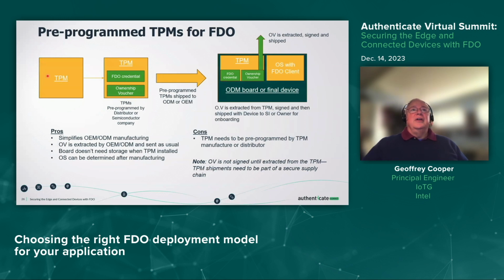So what if you took the TPM and you had the SI or even the TPM vendor put the FDO credentials into the TPM as a chip, right? And then you take the chip and you build it into the ODM board. And then you put the ownership voucher in the TPM to start off with. And as you manufacture the board, when you turn it on the first time, you extract the ownership voucher. And now you've got sort of an automated mechanism where you've factored the FDO pieces out of your manufacturing technique. So that's something that we've been working on.